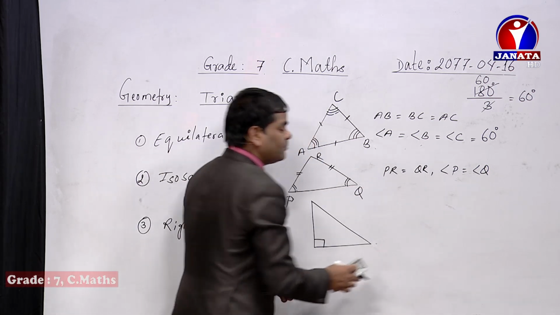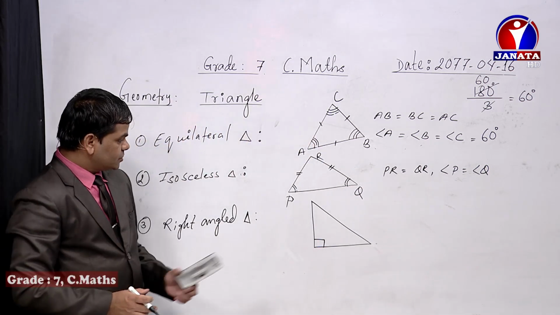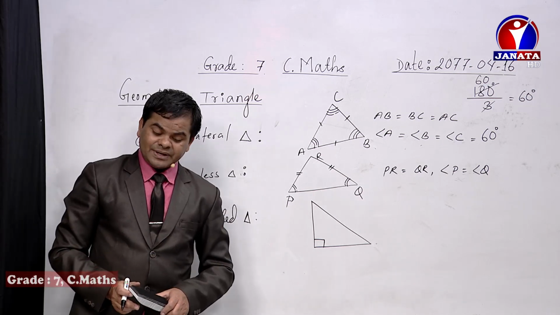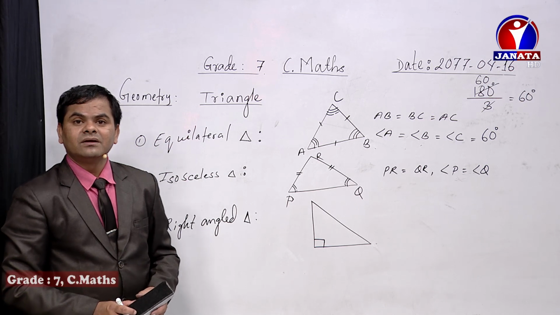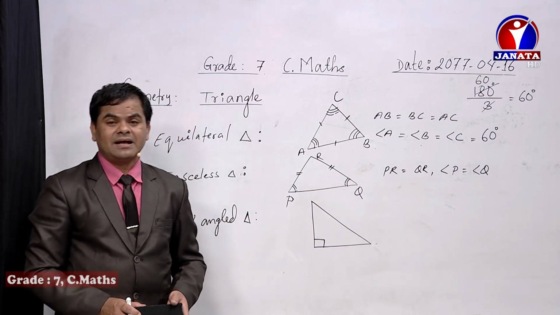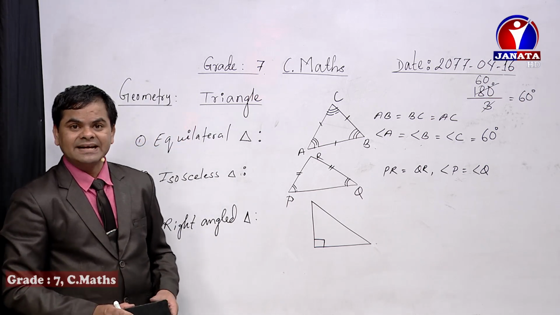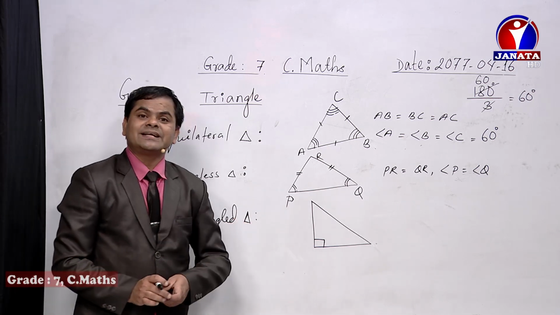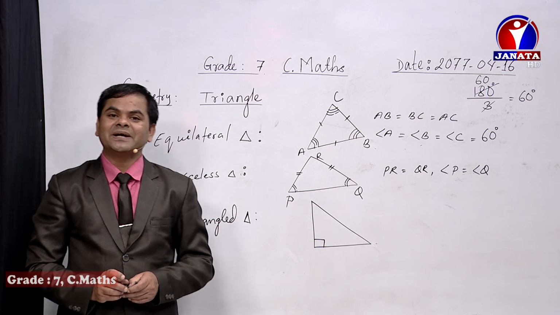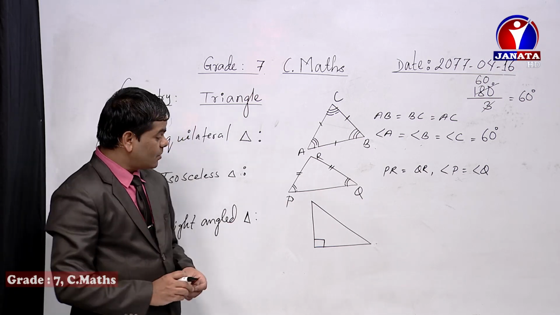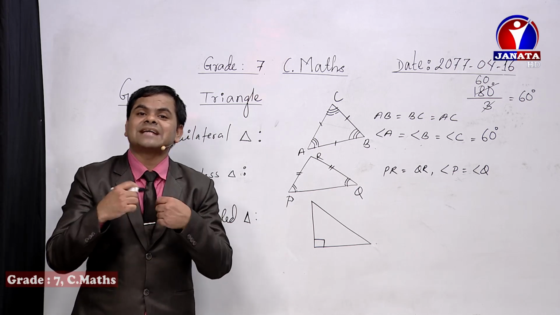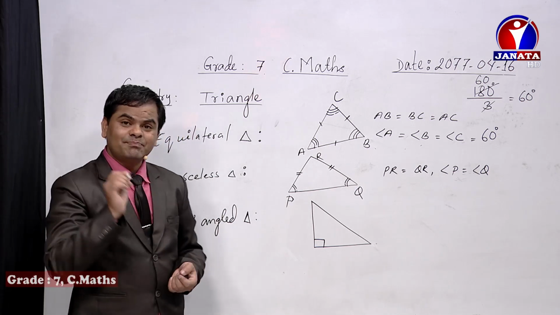That is the symbol of 90 degree. So this one is the right angle triangle. And dear students, when we speak about the right angle triangle, the three sides are known as perpendicular, base and hypotenuse. We need to understand which one is hypotenuse, which one is perpendicular and which one is base.